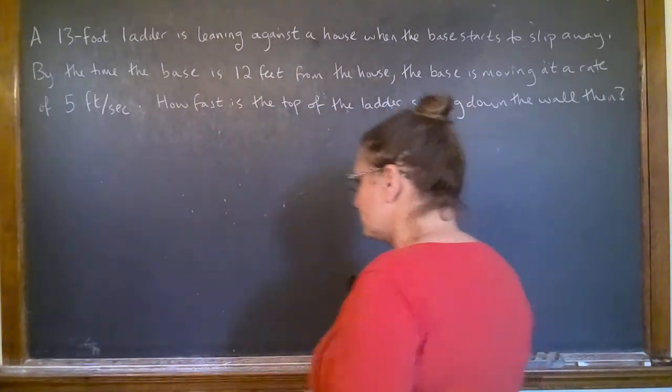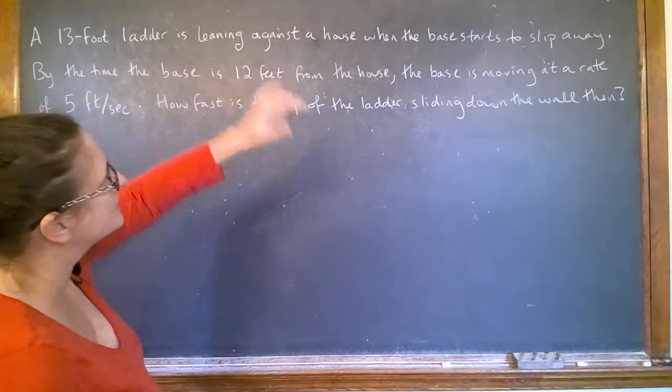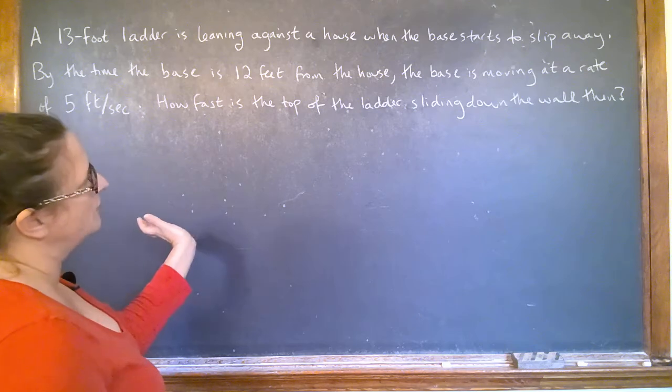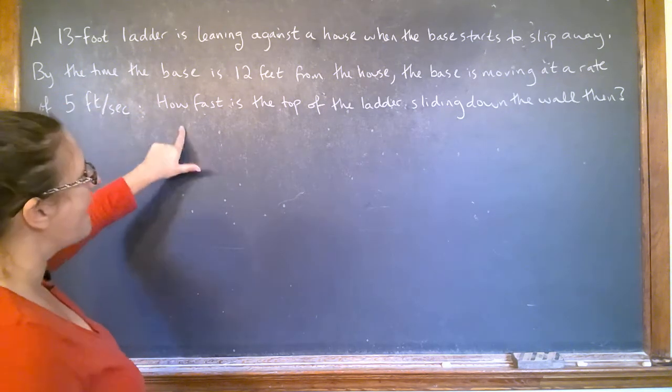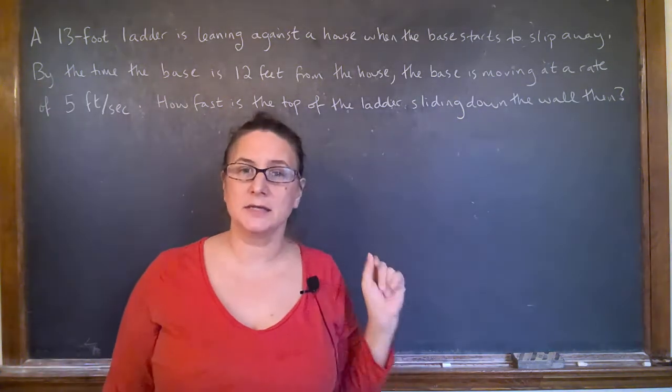So if you see the way it's written here, I've got a 13-foot ladder leaning against the house. The base starts to slip away. By the time the base is 12 feet from the house, the base is moving at a rate of 5 feet per second. How fast is the top of the ladder sliding down the wall then? Okay, this is an interesting problem.